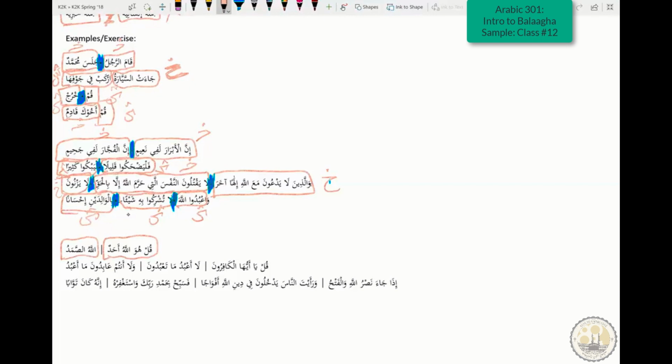Good. قُلْ هُوَ اللَّهُ أَحَدٌ. Say, He, Allah is one. Is this insha'iyya or khabariyya? Good. It's insha'iyya. Why? Because there's a command. Okay, there's a command, clear command. Qul. What about the second sentence? Allahu samad. Allah is as-samad.